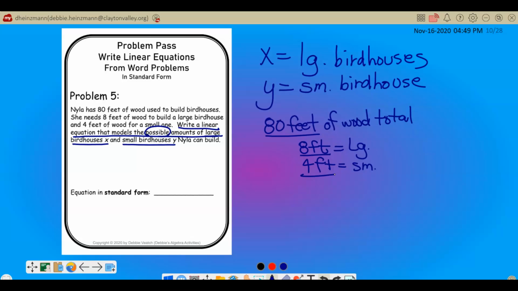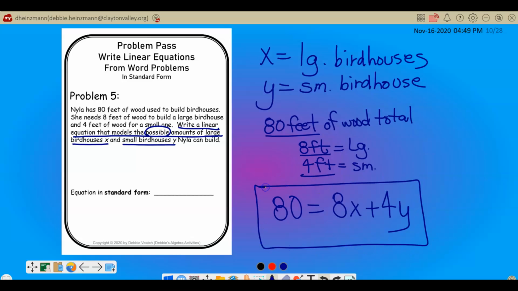Here we go. So we're going to set this up. 80 equals 8 times X plus 4 times Y. Now this is it. This is as far as you can go. Why? Because you have two separate variables. You cannot solve this equation for a number unless you provide a value for X or Y.